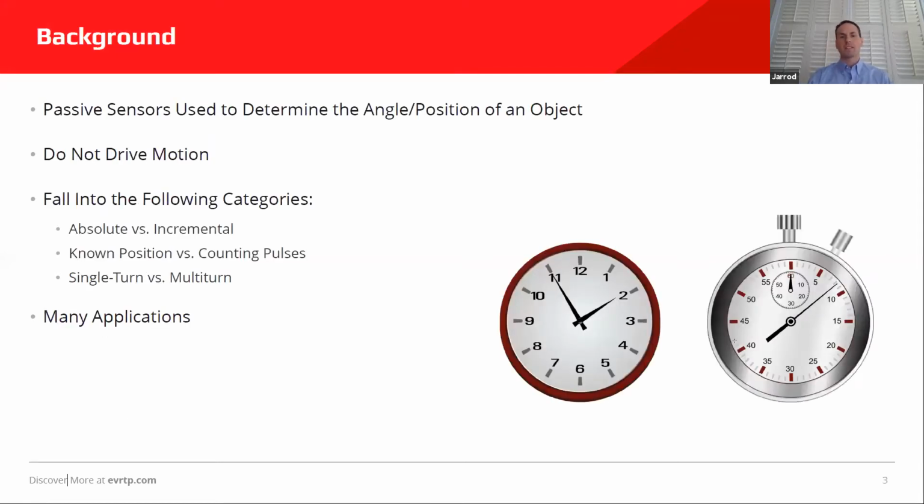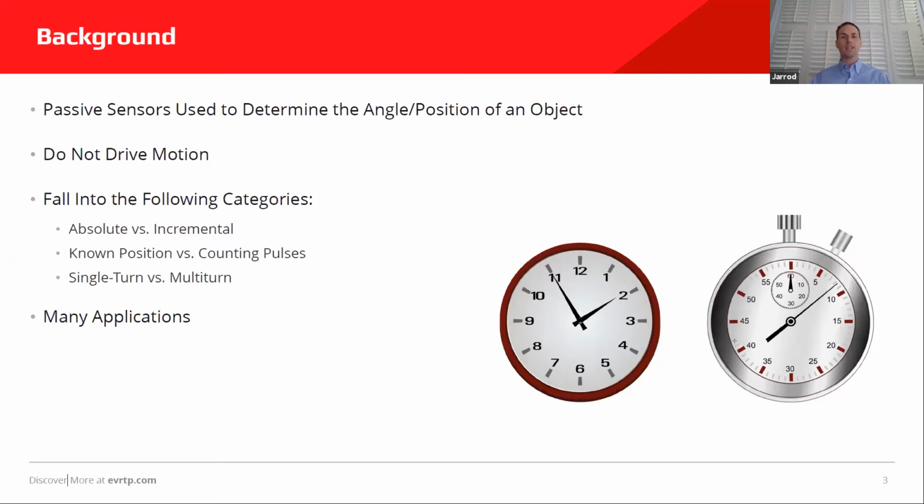So at its most basic level, a rotary encoder is just a passive device used to determine the angle or position of an object. Sometimes we'll have people asking, well, do they drive motion? Do they move something? And no, they're passive. They're kind of along for the ride. But they might be used as part of a feedback loop to a motor or a drive. And at a very high level, encoders typically fall into the following categories. They could be absolute or incremental.